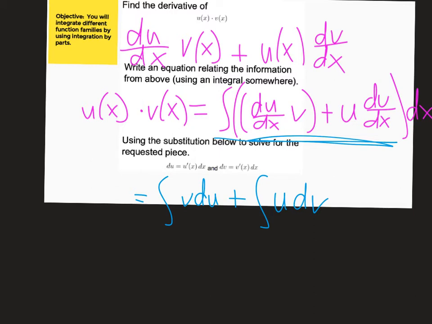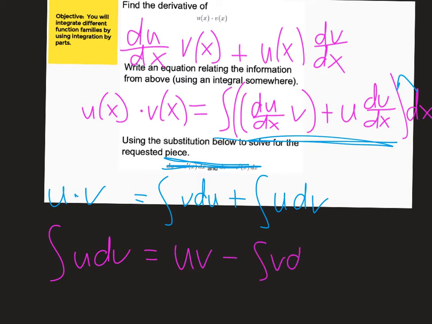And then I can kind of think of distributing this dx in, and du dx times dx is du, so I'm actually ignoring this piece. And then dv dx times dx is dv. And I'm going to write that as u times v. And I'm going to solve for my u dv. So I'm going to get u dv by itself. So the integral of u dv equals uv minus the integral of v du.